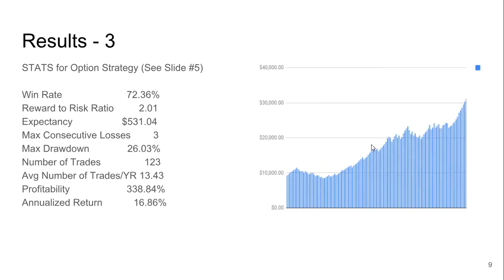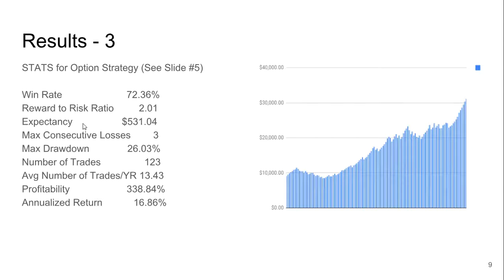Now the results for what we did back in slide 5, the option strategy of selling put credit spreads: we had a win rate of 72%. There were 123 signals generated during that 10-year time frame, and so we won 7 out of 10 times. We had a reward to risk ratio of just over 2, which is very, very good. And we had an expectancy of $531.